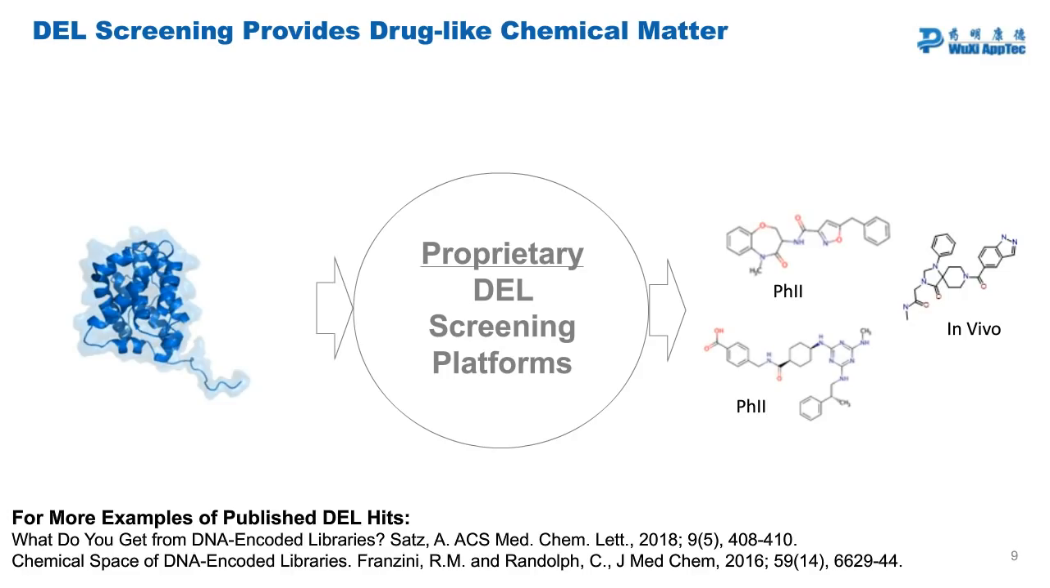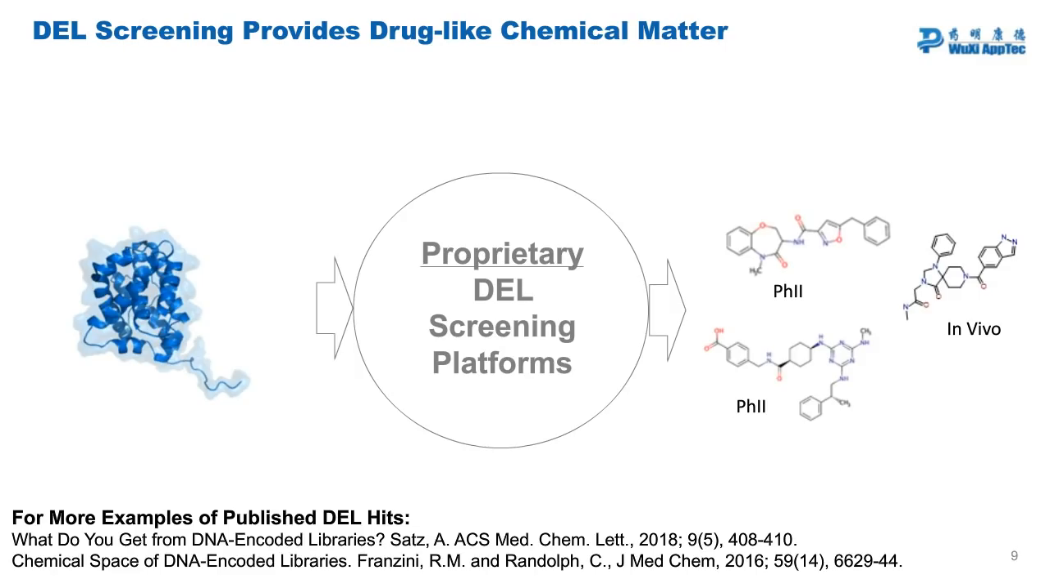But there is a bit of a problem here. You might have a target, which is great, and you could screen it and find hits, and those hits, maybe you could turn them into drugs. But the problem is the people who own the DEL screening platforms won't allow you access to the screens. And so if you're somewhat frustrated by the fact that you have targets but you can't run screens, you are not alone in this.